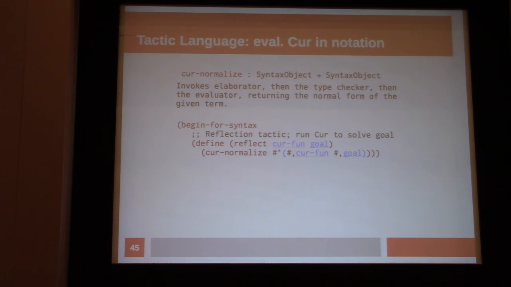We add one more function to our extension system, which will force the elaborator to run. It will then type check the expression, and if the expression type checks, it will run it at compile time. So we can do something like define a reflection tactic that will take a Cur function and a goal, and then run it. It will generate this application and run it at compile time while the elaborator is running, returning a new function to the elaborator.